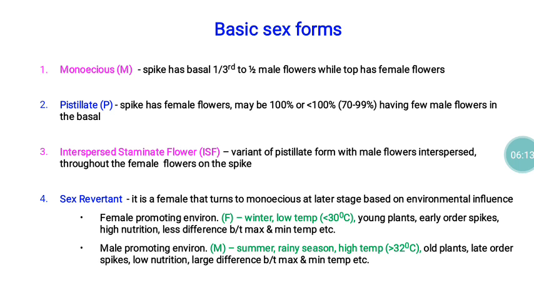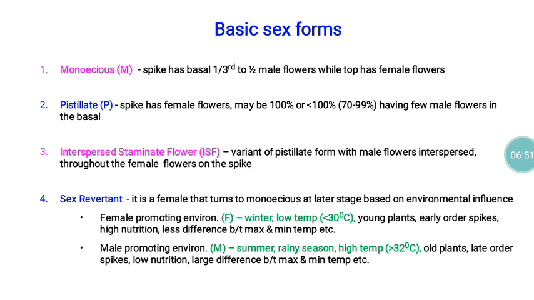So for occurrence of more female flowers, the following conditions should prevail. If you cultivate the crop during the winter season, coupled with low temperature of less than 30 degrees Celsius, flowers that appear at the early age of plant growth, that is the early order spikes, a high level of soil nutrition, and less difference between day and night temperature are highly favorable for female flower production. So this is otherwise called female flower production promoting environmental conditions.